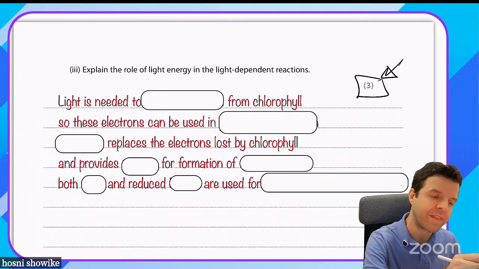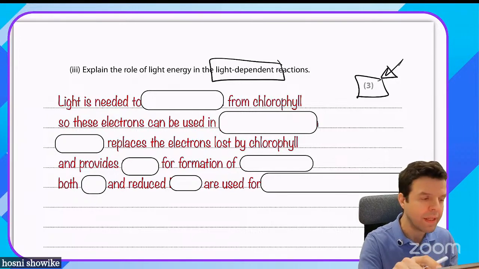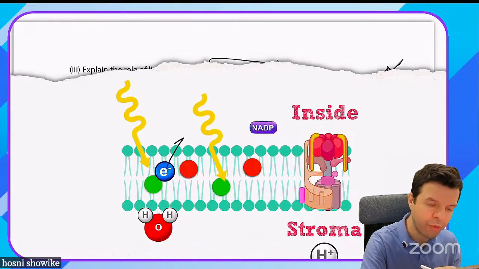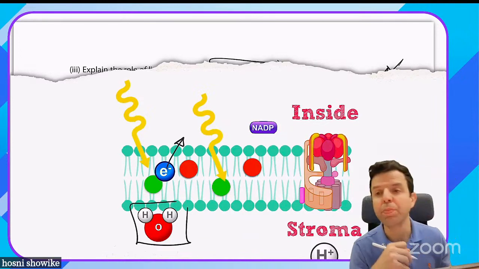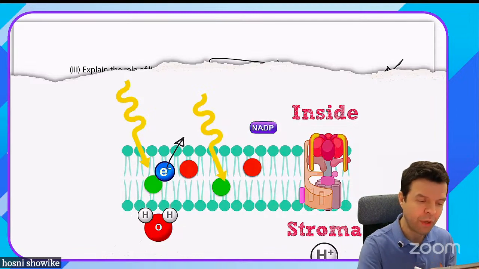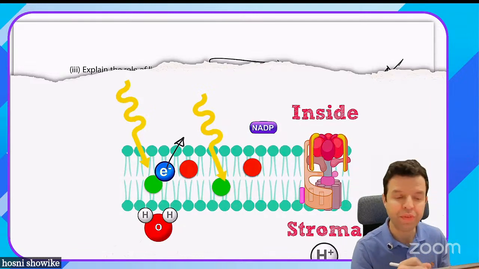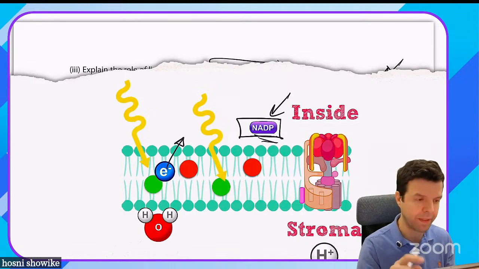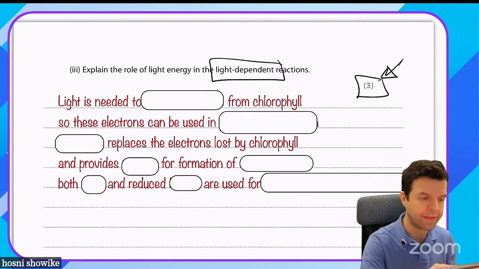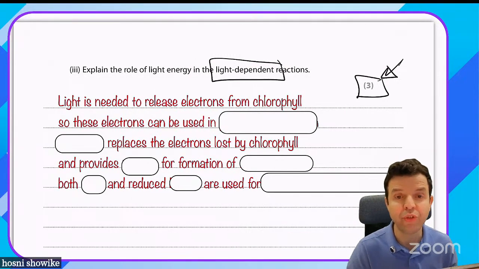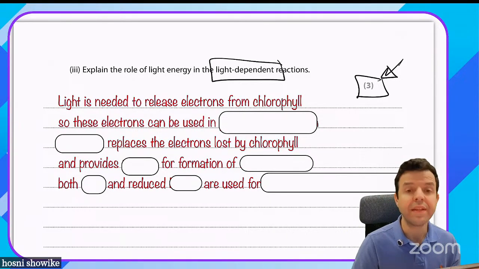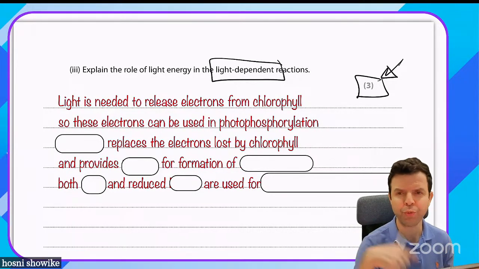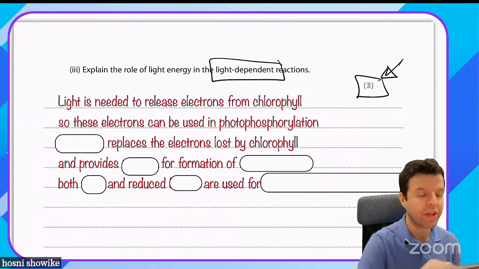So the question says, explain the role of light energy in the light-dependent reaction. Light energy is needed to excite the electrons in chlorophyll. It's also needed to split the water molecule, photolysis. Both cases are essential because they are needed to make those valuable products, reduced NADP and ATP. So one more time, light is needed to excite electrons from chlorophyll. Light is needed for photophosphorylation. That's why they did not write photophosphorylation in the previous question, because it would help you answer this question. And it's also needed for photolysis.